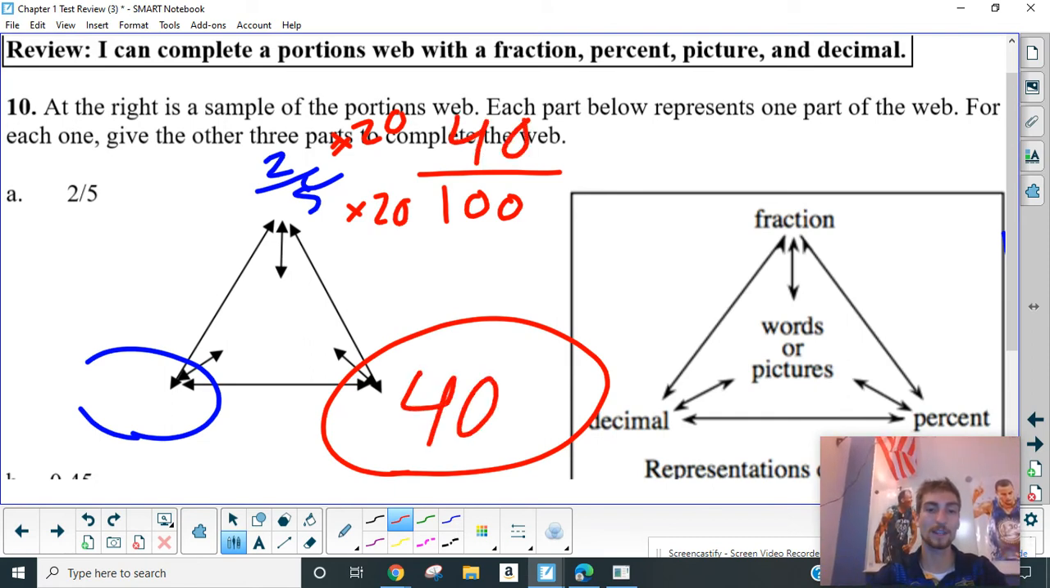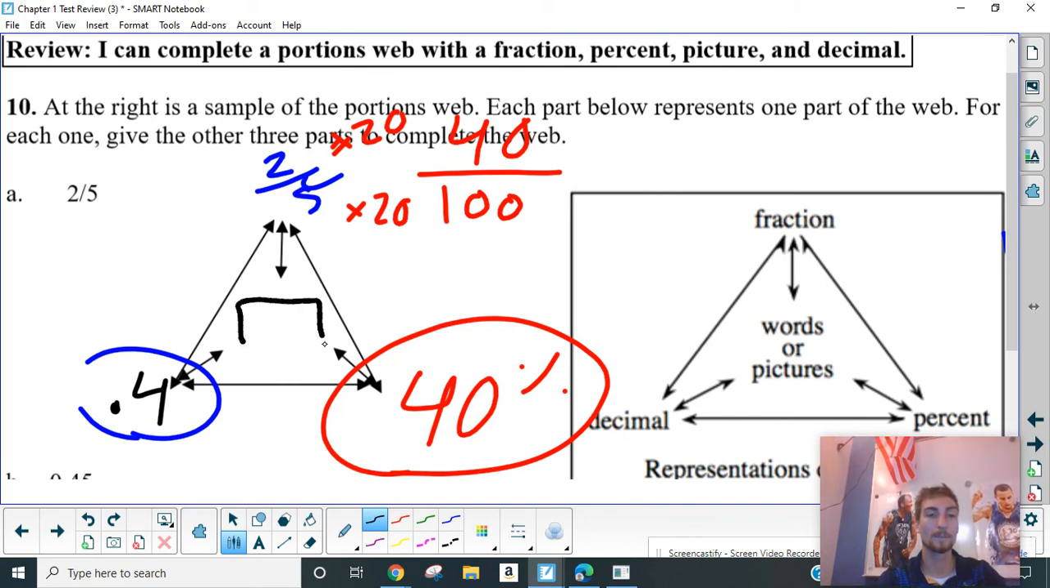Aha! 40%. And now I can actually figure out my decimal by working backwards and saying, okay, the decimal point would be here. What if I move it 2 places to the left or divide by 100? Then I'm going to have 0.40 or 0.4 simply. Decimal complete. Now I can draw a picture too. My picture could be something like I have a block that is divided into fifths. And then 2 of those blocks would be shaded to show 2 out of 5.